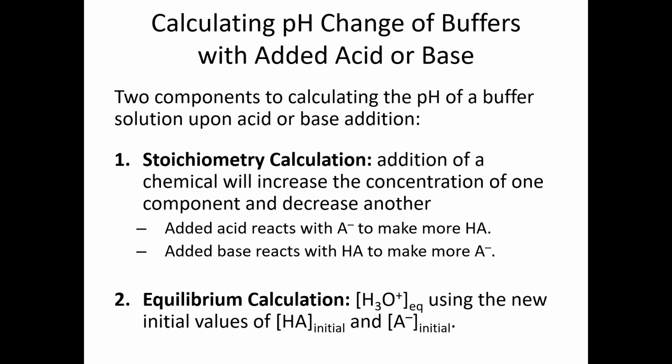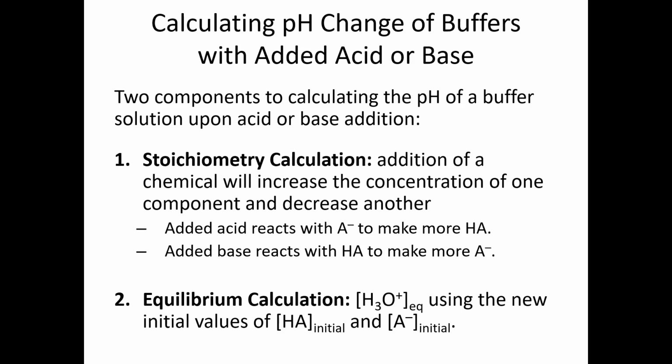And so when we stress out that buffer, when we add some acid or we add some base, we can actually calculate the pH of a buffer. And we're going to do this using two components. The first one is you got to know the stoichiometry, right? When you have an addition of some chemical, it's going to increase the concentration of one component, thus decreasing the concentration of another. If we add acid, it's going to decrease the concentration of the conjugate base, but it's going to make more weak acid. If I add a base, it's going to decrease the concentration of HA, and so it's going to make more of the conjugate base.